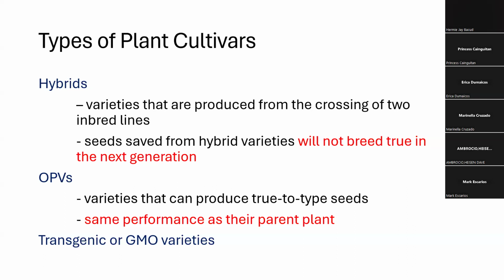Then another type of planting cultivars or plant material, we have the transgenic or the genetically modified varieties. So these varieties have alterations or modifications in their genetic composition. Kaya sila tinawag na transgenic or GMOs.